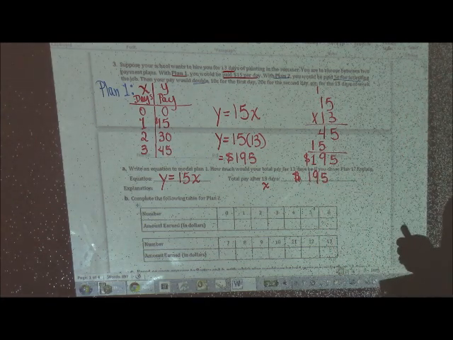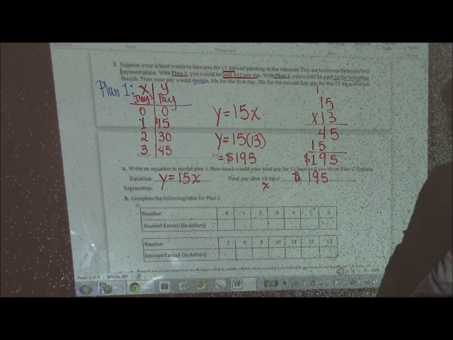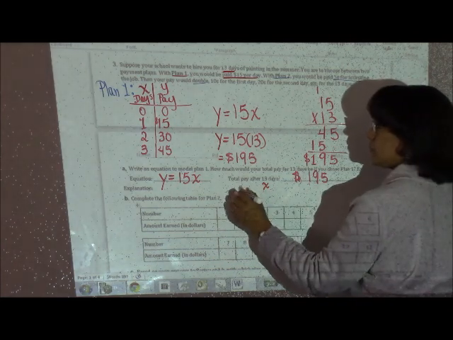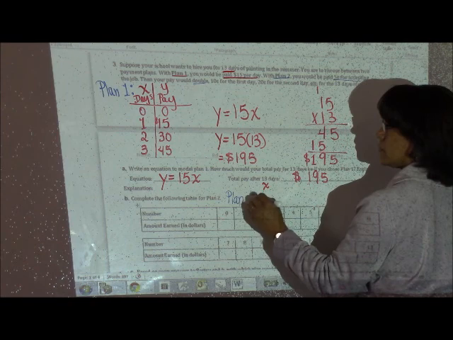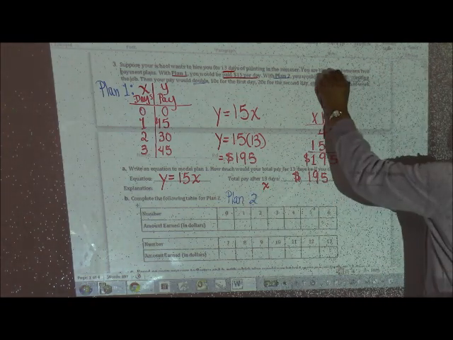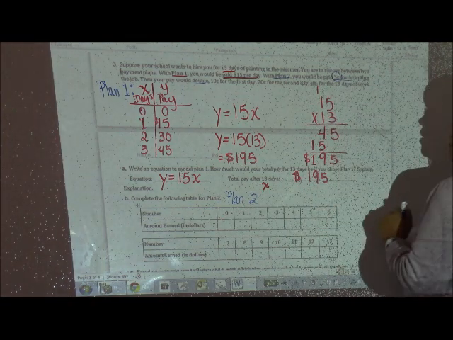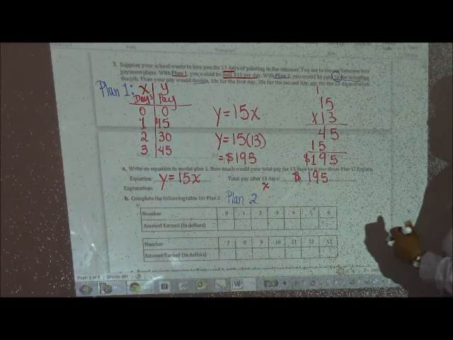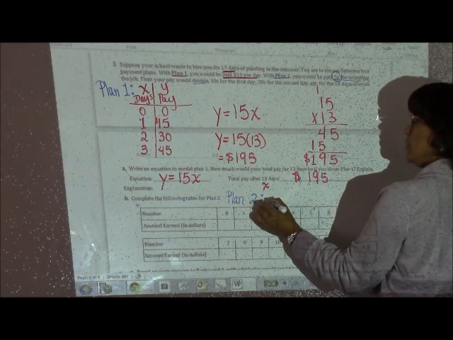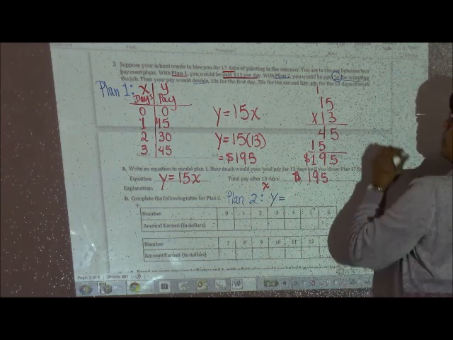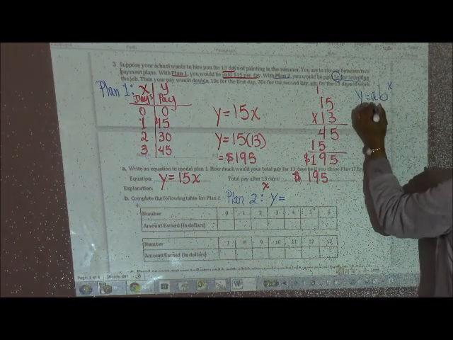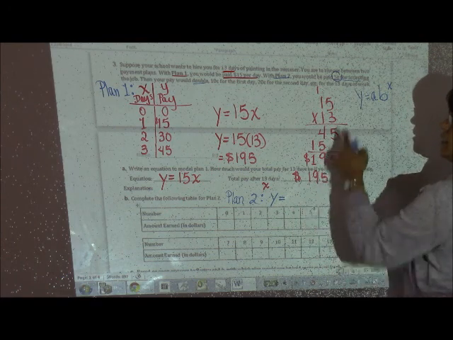So letter B, for number 3B, complete the following table for plan 2. Well, plan 2, let's come up with an equation. For plan 2, we have an initial value of 5 cents. And we're growing exponentially because we're multiplying by 2 to get from one number to the next. So for plan 2, remember y is equal to a times b to the x is what we're going to use. And so our initial value is our 5 cents.